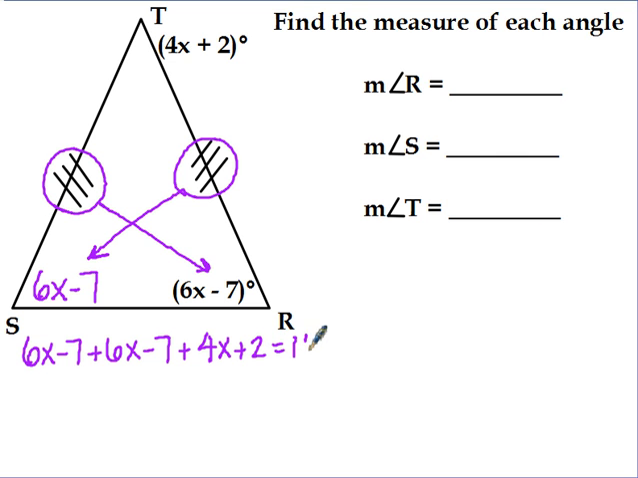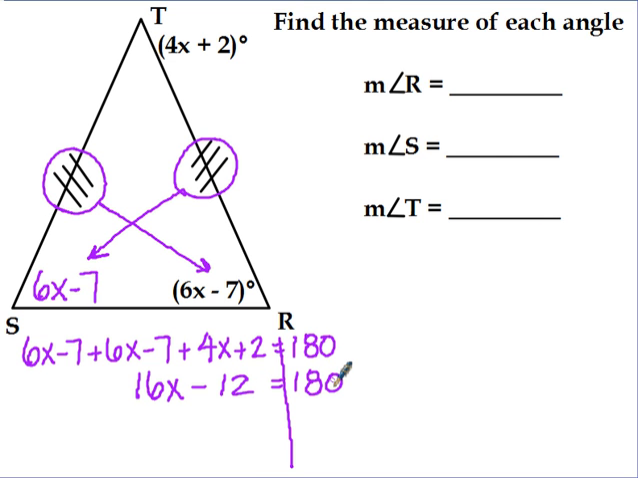A mistake that students will sometimes make is they'll forget to write this one in, and they'll just take those 2 and add them up to equal 180. But that's not true. Remember, you need all 3 to equal 180. So now, here's my equal sign, and remember, whatever you do to one side, you have to do to the other. So all my x's are on one side, so I'm just going to add them together. So 6 plus 6 plus 4 is 16x. And then negative 7 plus negative 7 plus 2 is negative 12. And now I can solve this.